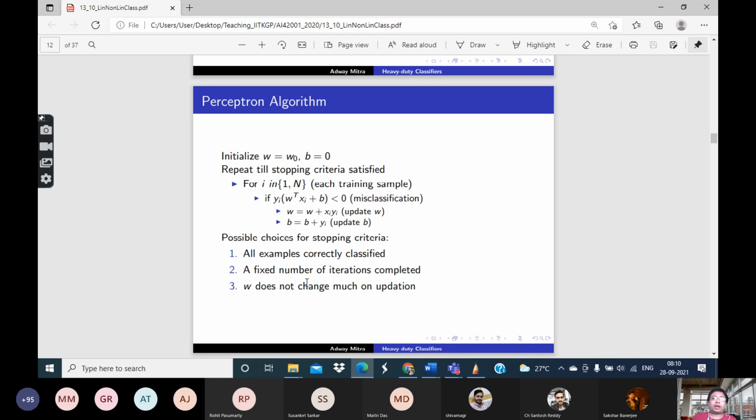Maybe the ones which we have been able to correctly classify with the earlier value of W may get misclassified now. So that is why it is necessary to keep on doing many rounds. This line is suggesting that you do one pass over all the n data points that are provided to you.